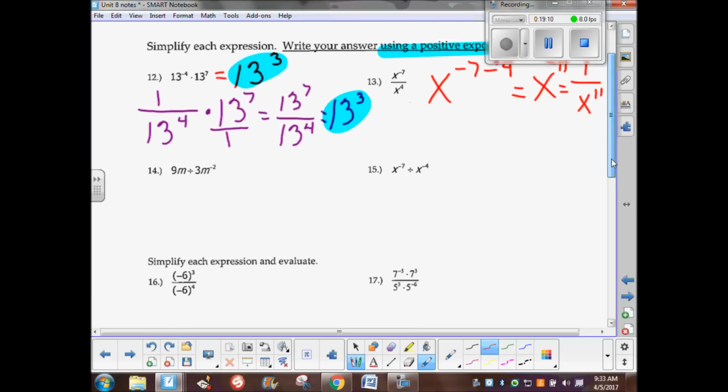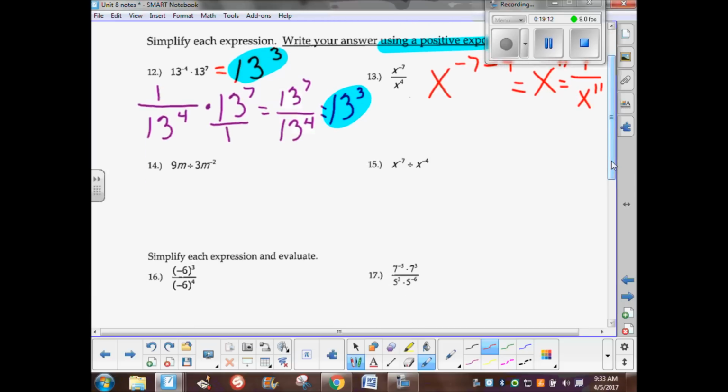All right, 14. I'm going to write it differently. I'm going to write it as a fraction. And I'm going to put a 1 there. Okay. So let's deal with the 9 divided by 3, the coefficients. What's 9 divided by 3? 3. Okay, we know that.